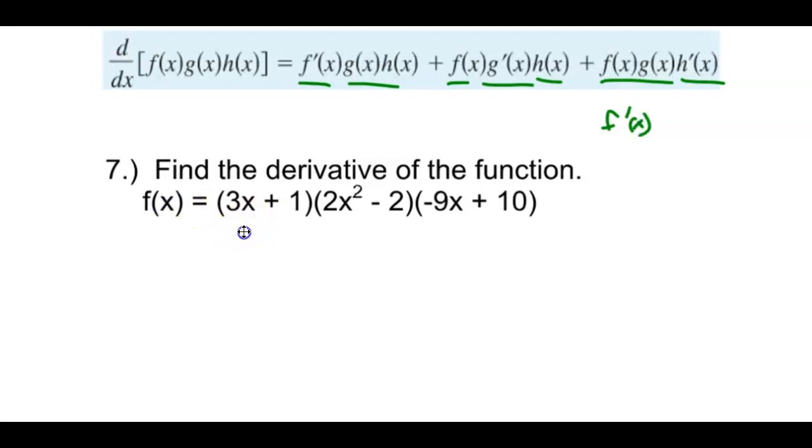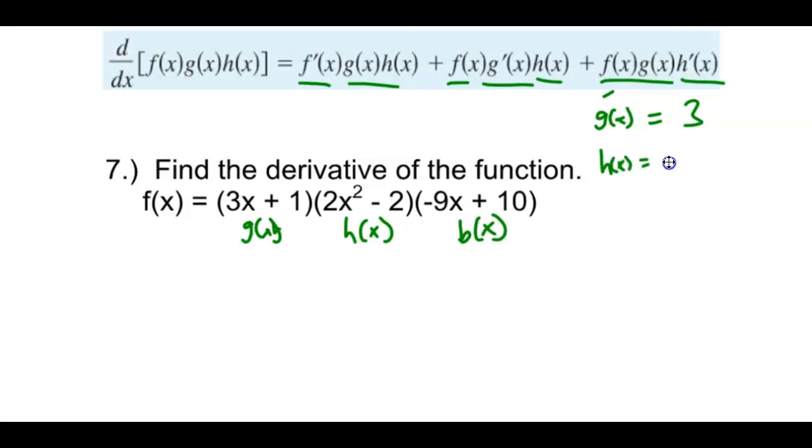So I'm going to call this g of x, h of x, and I want to say b of x. Like that. So g of x, the derivative, is 3. For h of x, the derivative is 4x. And b of x, the derivative is negative 9. Okay, like that.